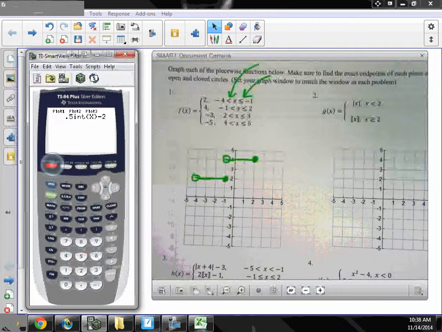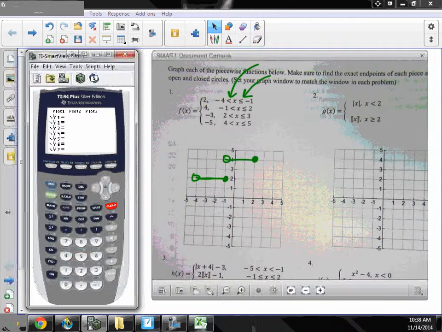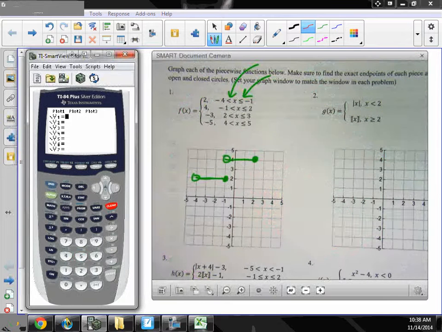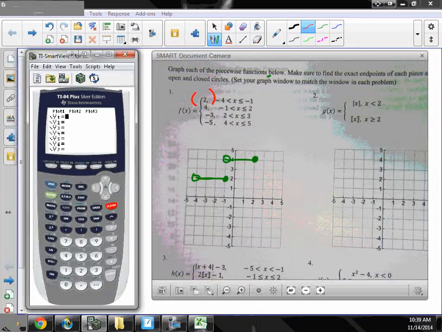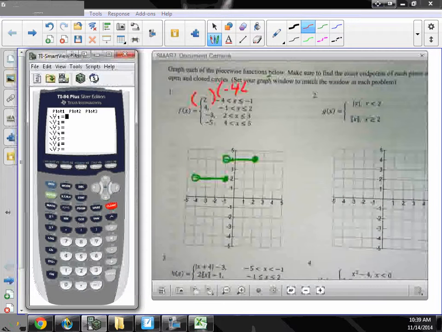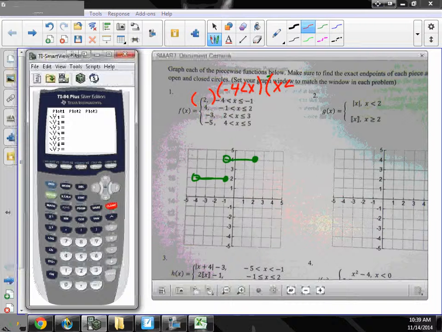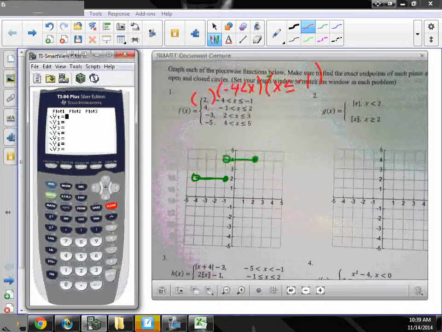So I go into y equals. Now you can type this in, but there are a couple tricks. You have to put the equation in parentheses, like this. Okay? And then, if there are two inequalities, you have to put them in separately. So it would be -4 less than x, and x less than or equal to -1. If you type this in, then your graph won't look correct. Well, it won't restrict the domain like it's supposed to.